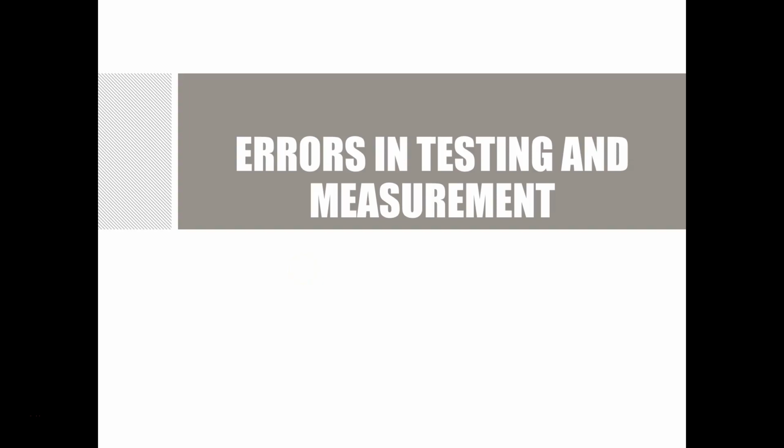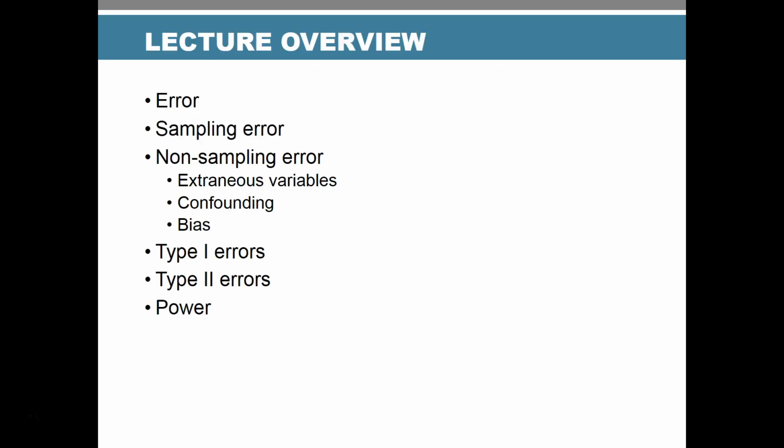We're going to talk about errors in testing and measurement and how those relate to biostatistics. So we're going to talk about error, sampling error, non-sampling error. So these are things that we do to introduce error. And then type 1 and 2 errors and power, those go along with these concepts, but those are actually recorded in a different video because I didn't want to make this video too long. So you can look at type 1 and 2 errors and power in a different recorded video.